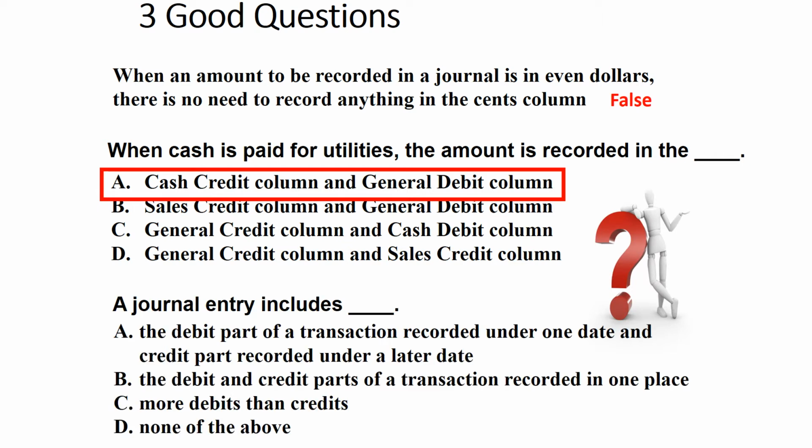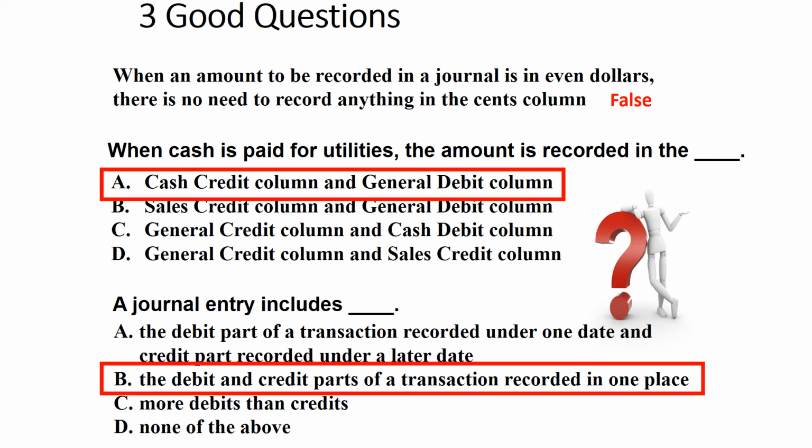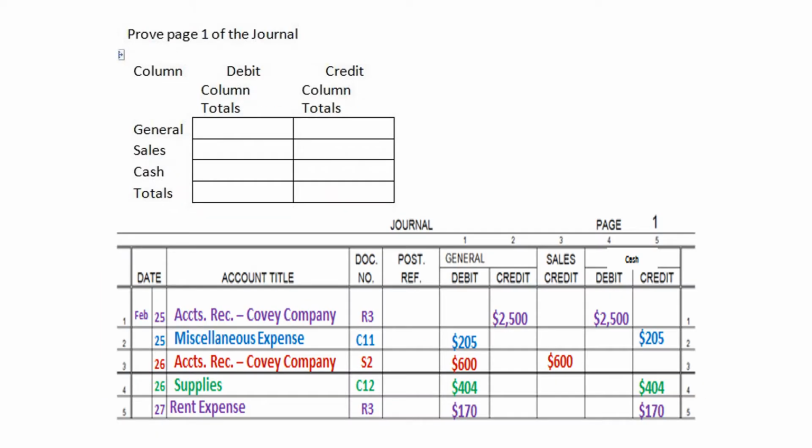A journal entry includes: the debit part of the transaction recorded under one date and the credit part recorded under a later date? The debit and credit parts of the transaction recorded in one place? More debits than credits, or none of the above? Hopefully this is an easy one for you, but the debit and credit parts of the transaction are recorded in one place. All right, so you can see in this journal we've gotten to the end of the month, or the bottom of the journal page.